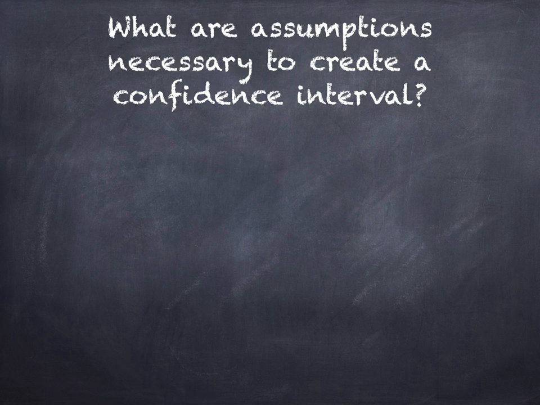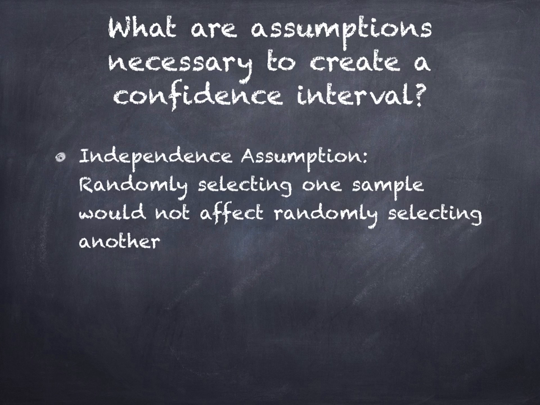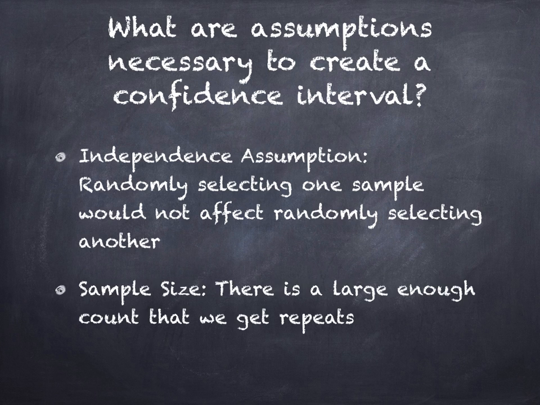So, what are the assumptions necessary to create a confidence interval? Well, first, the sample that you are taking from needs to be independent. So, randomly selecting one sample doesn't affect randomly selecting another. And the sample size needs to be large enough that we can be sure that we get repeats.